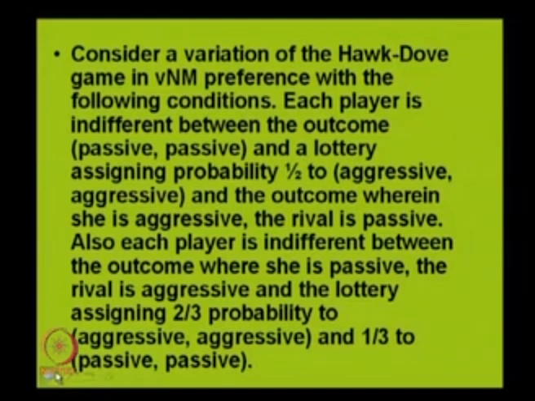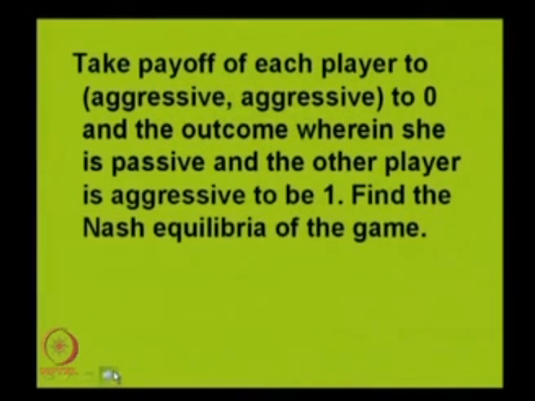This is the question. Consider a variation of the hog-dove game in von Neumann-Morgenstern preference with the following conditions. Each player is indifferent between the outcome passive-passive and a lottery assigning probability half to aggressive-aggressive and the outcome wherein she is aggressive and the rival is passive. Also, each player is indifferent between the outcome where she is passive, the rival is aggressive, and the lottery assigning 2/3 probability to aggressive-aggressive and 1/3 to passive-passive. Take the payoff of each player to aggressive-aggressive to be 0 and the outcome wherein she is passive and the other player is aggressive to be 1. Find the Nash equilibria of the game.